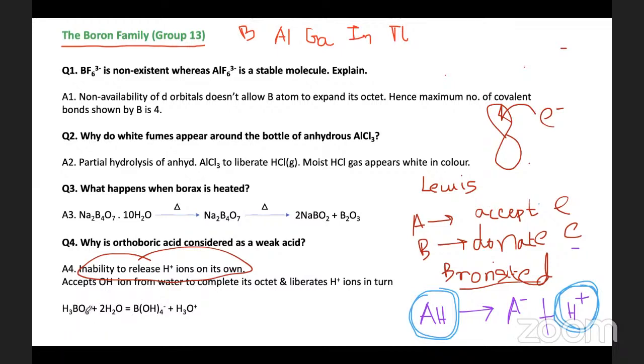So what happens in this case? Boric acid is able to drag the OH minus from the water molecule to form the tetrahydroxyborate ion, that is B(OH)4 minus, and in turn it releases the H plus. So that's how boric acid shows its acidity. Boric acid is not a typical Bronsted acid, it is a Lewis acid in nature. So with the help of its Lewis acidity, it can showcase its acidic nature.